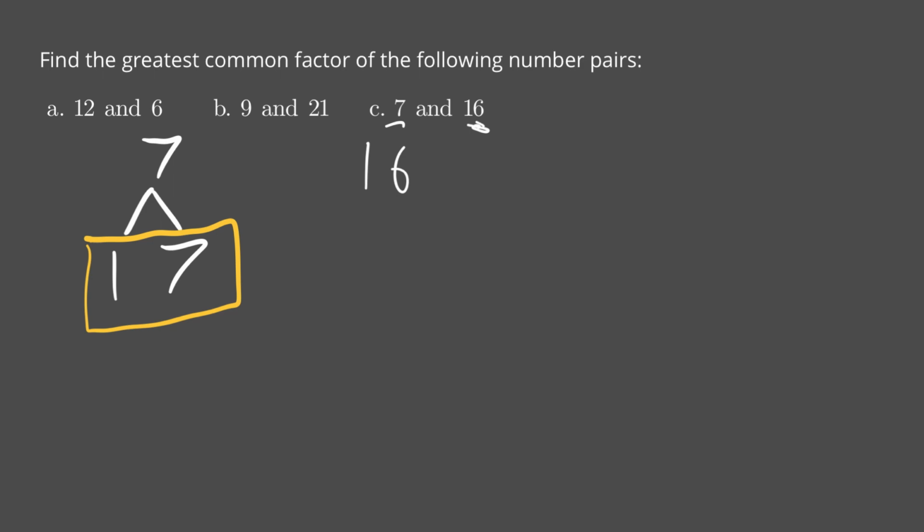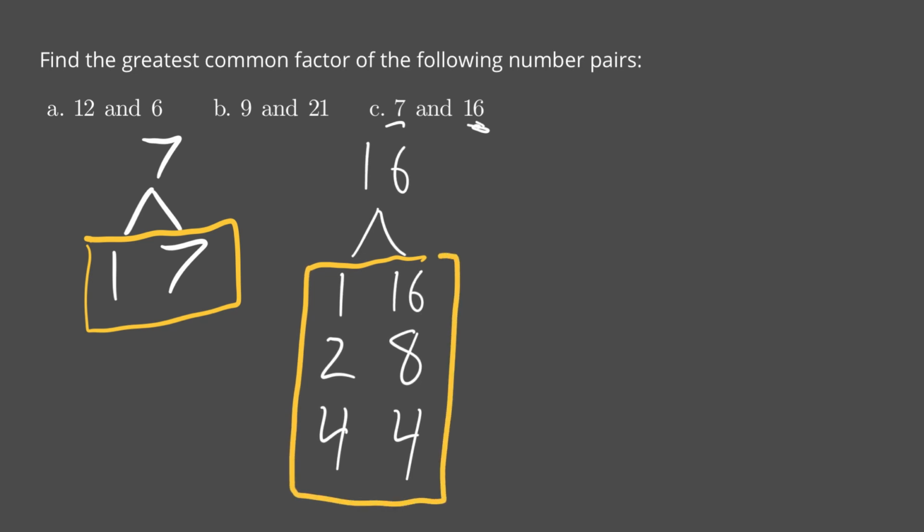16 has quite a few factors. Of course, 1 and itself, 2 and 8, and 4 and 4. We can take a moment to make sure we didn't forget anything, and we will find out, in fact, those are our only options.